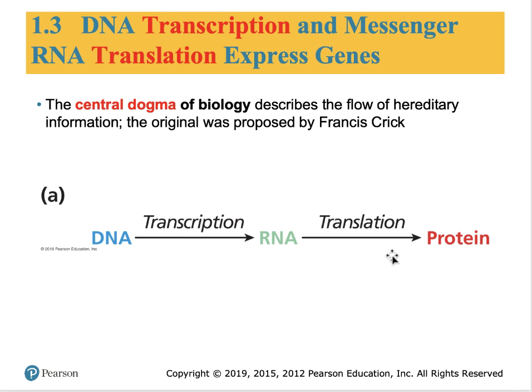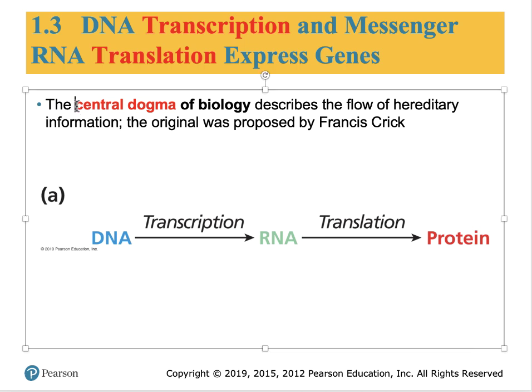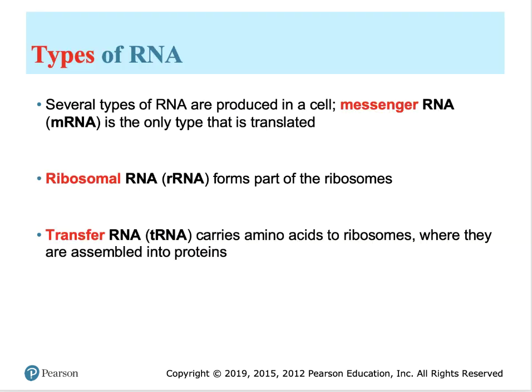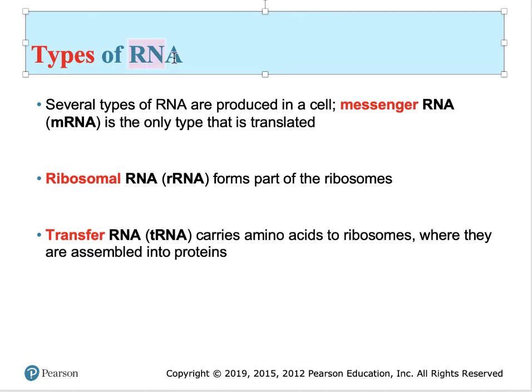These arrows are one way, and they tell you how information flows in biological systems. This is called the central dogma of biology. A dogma is an unbreakable rule that we have established. This slide reinforces the fact that RNA molecules can fall into different classes or types.